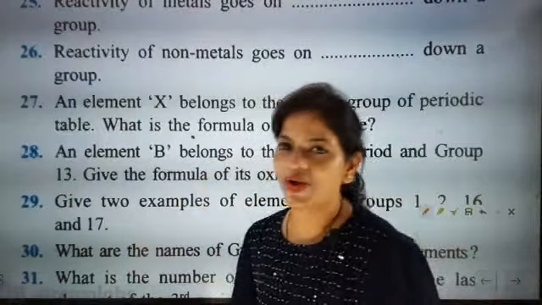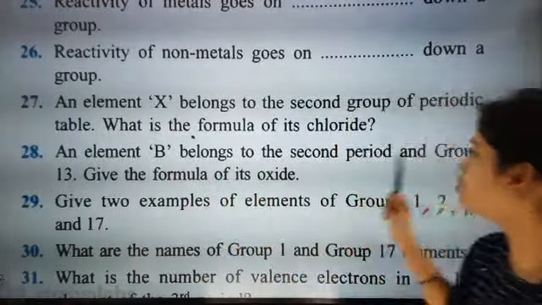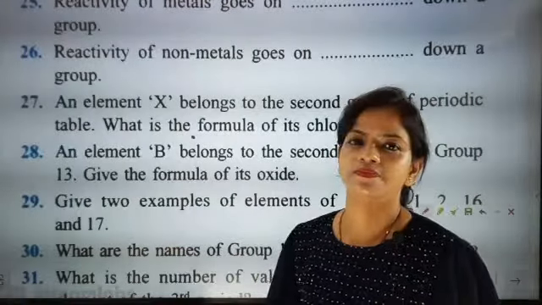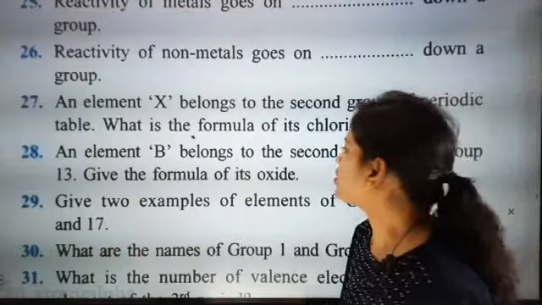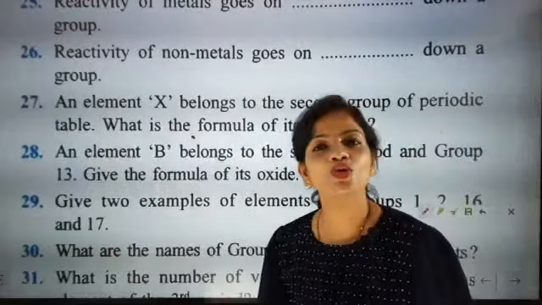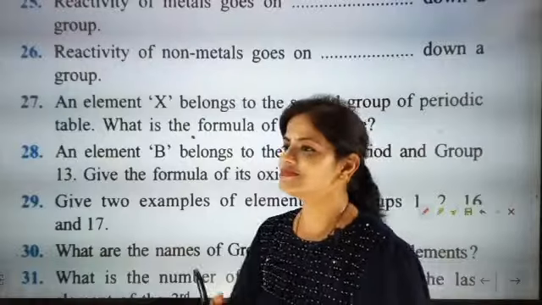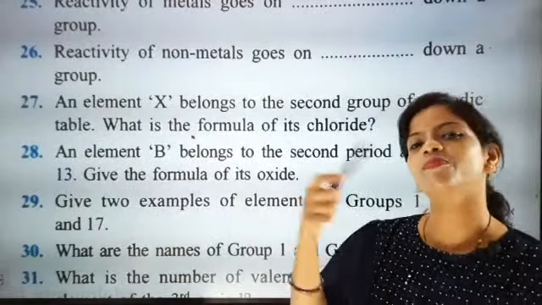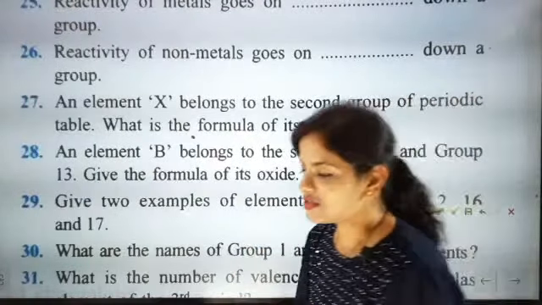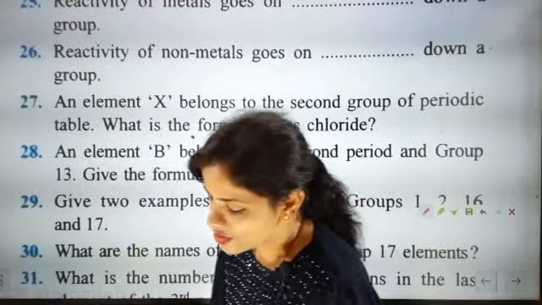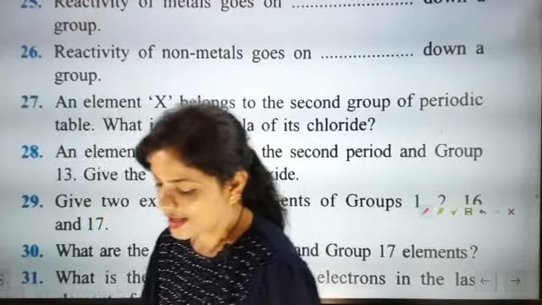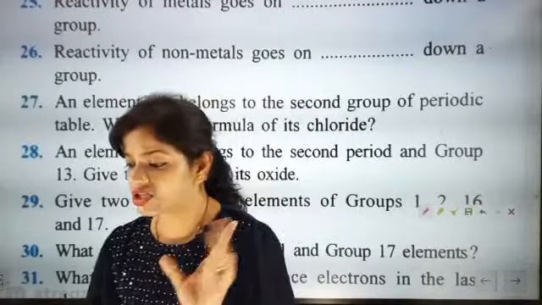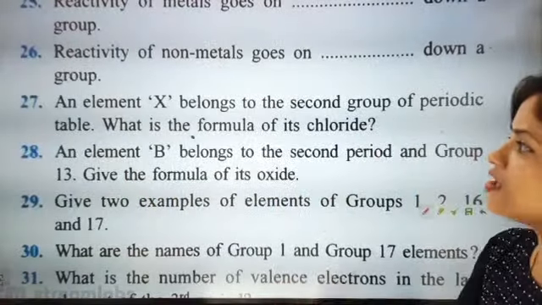Now look at question number 28. An element B belongs to the second period and group 13. What is the formula of its oxide? Group 13 means we start with 2 and then plus 1, so it will start with 13 itself. Come on, oxide formula. Read the question properly, everyone. I want my children to read the question properly.